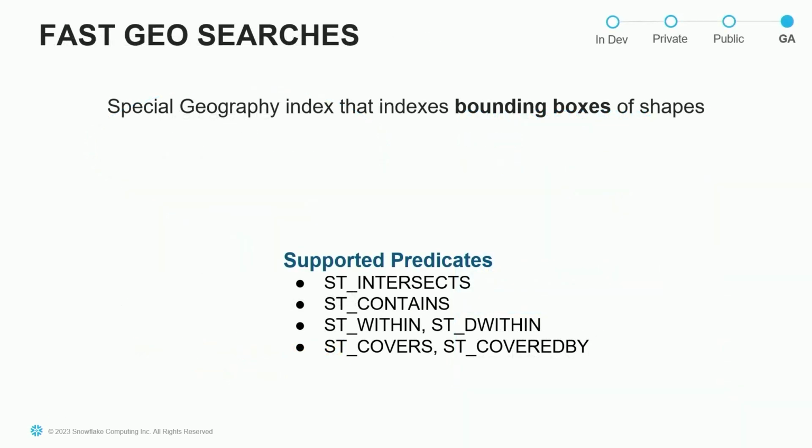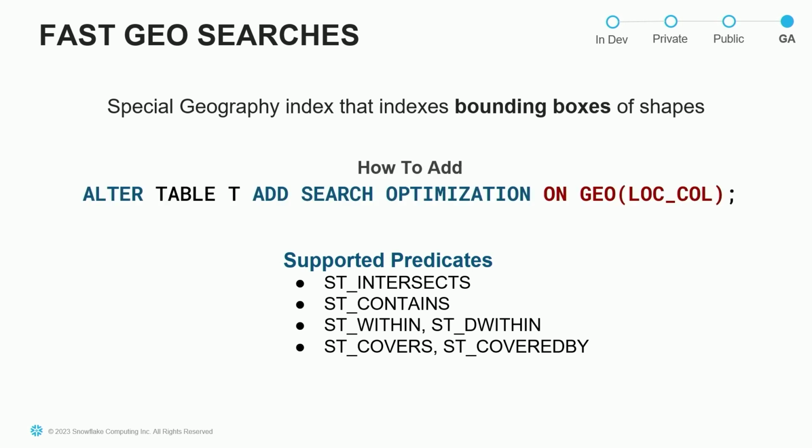So again, how do we do this? We do this by indexing all of these bounding boxes as part of the index. So any of your queries that use predicates such as st_intersects, contains, etc., could be much faster with search optimization. And very similar to what we saw for substring and variant, the syntax for the new functions is similar, but the new keyword is GEO, and it's followed by the column that you want to enable for this function.